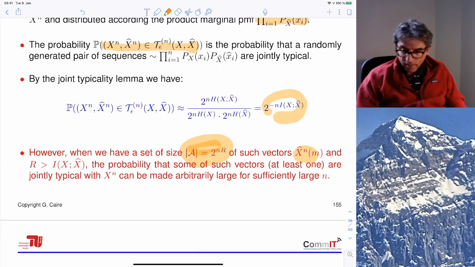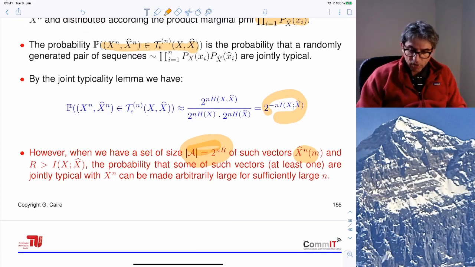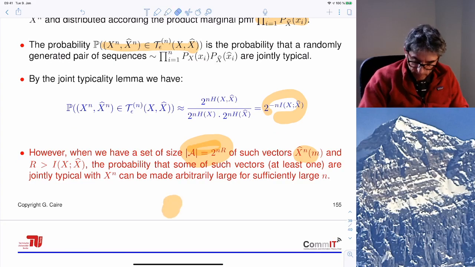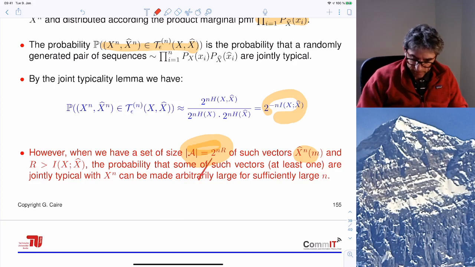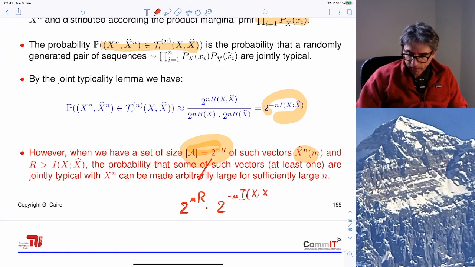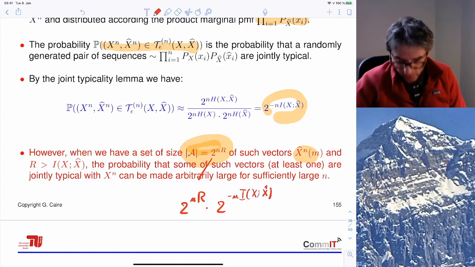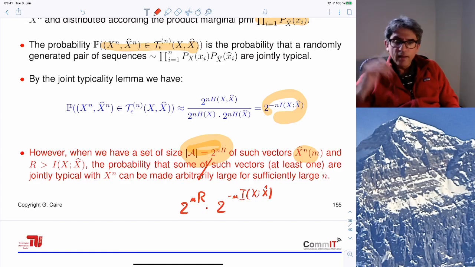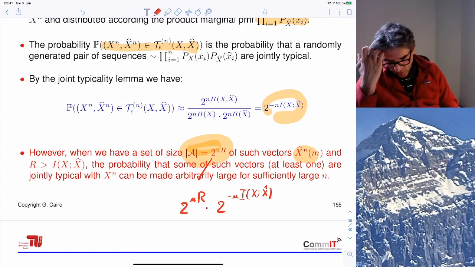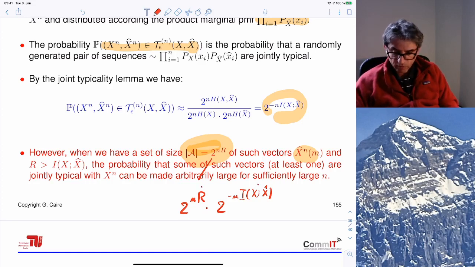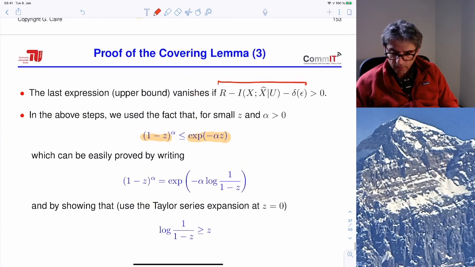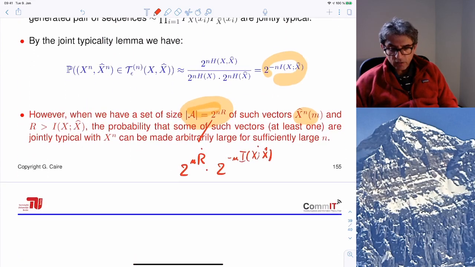Well, again, if the set is large enough, so if the product of the size of the set times the probability of being jointly typical becomes large, then we know that there will be at least one such sequence that is jointly typical with x, and so we want that R is bigger than the mutual information. So exactly what is written here. Okay, so that's the intuition.